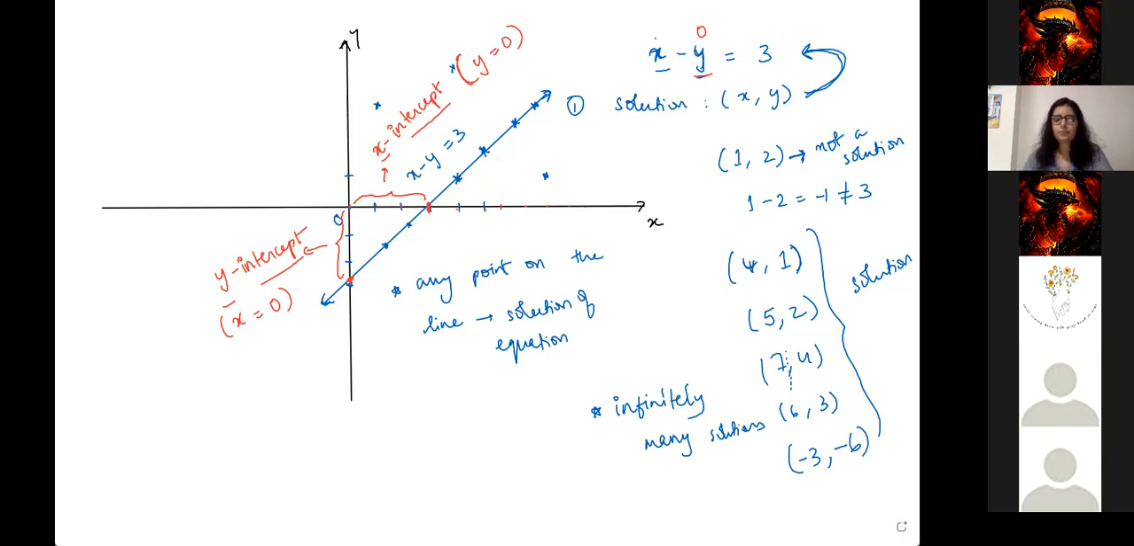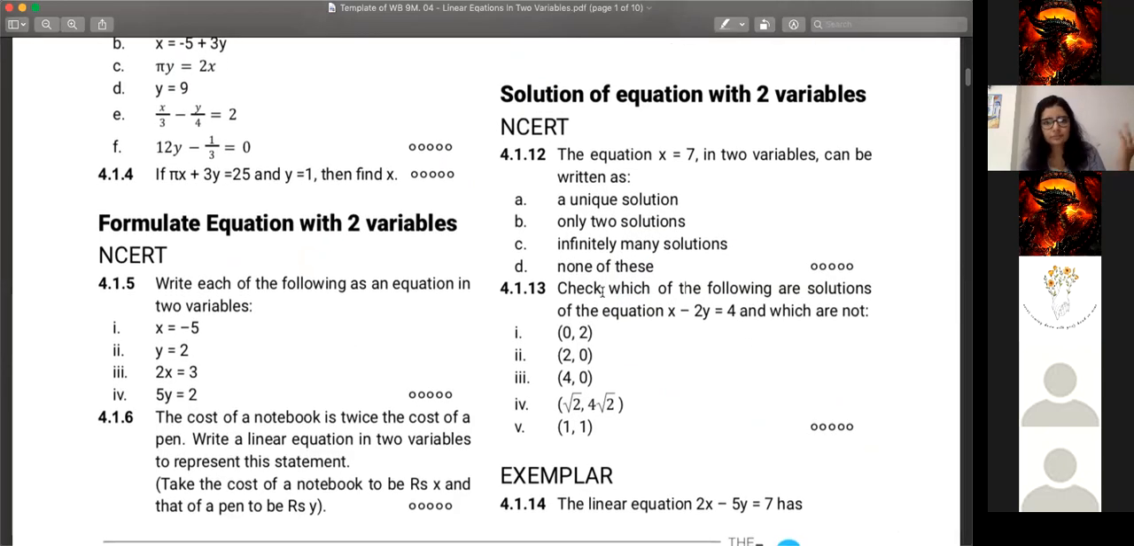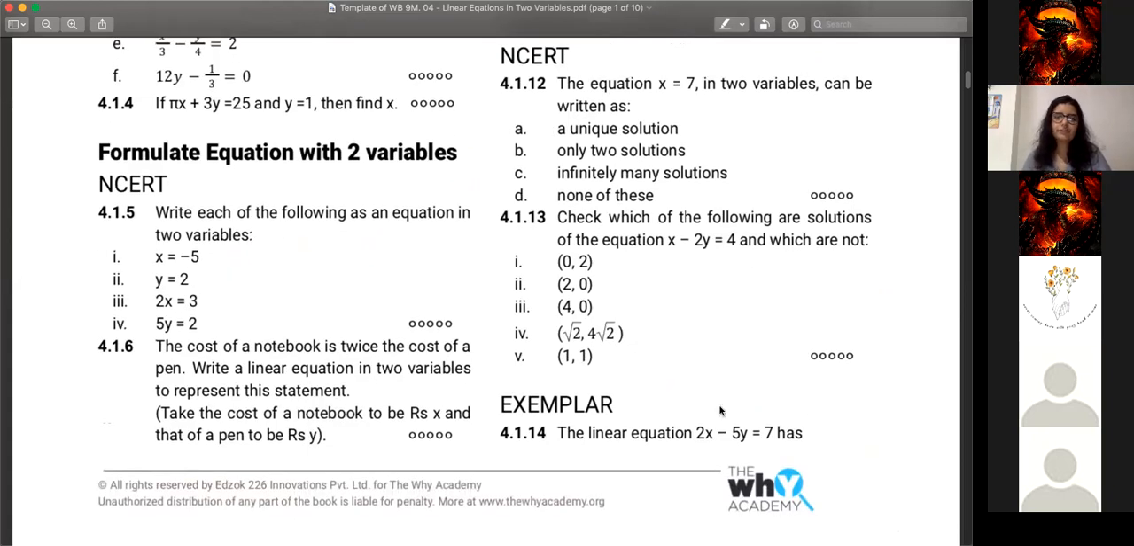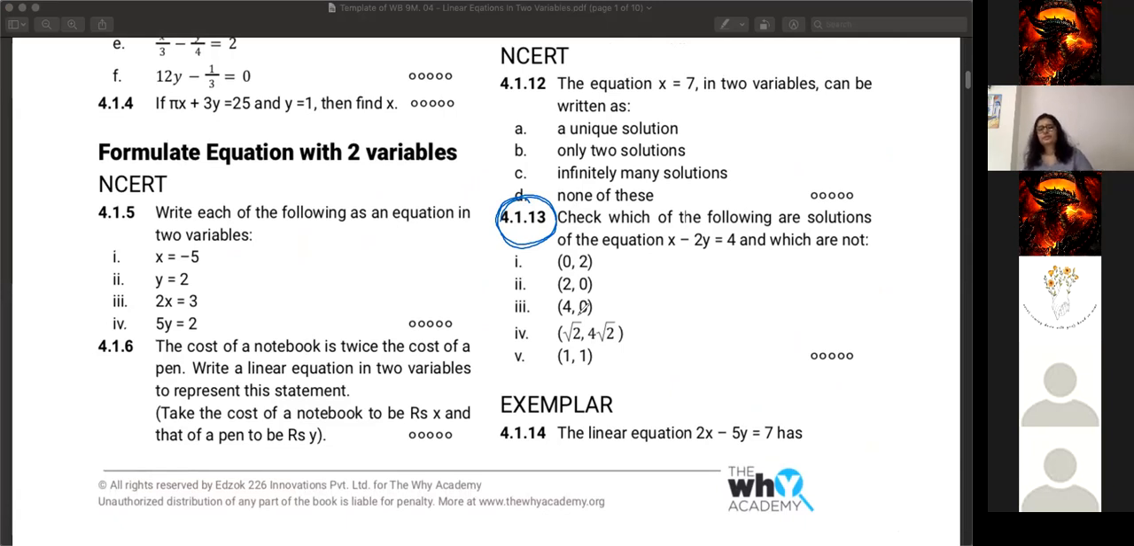Cool. Let's do some more questions. Oh, the next question is that only. Check which of the following are solutions of this equation and which are not. Okay, so do 13, check for all 5 and let me know which ones are the solutions and which ones are not. You can just send the option numbers, like 1, 2, 4 or 1, 3, 5, whatever the case may be. Do 13, check which ones could be the solution and which ones are not.